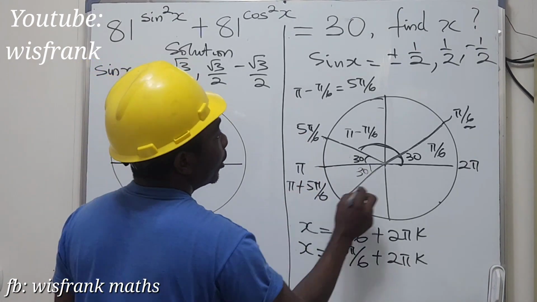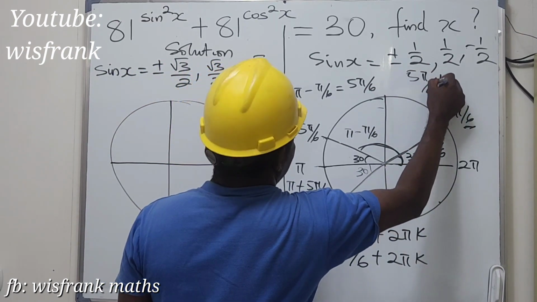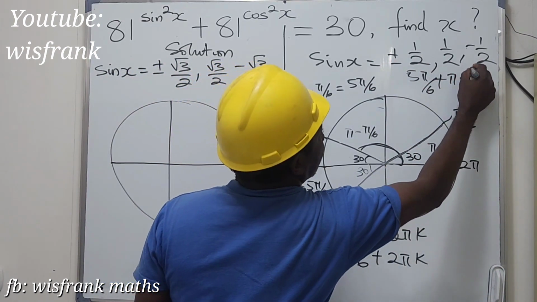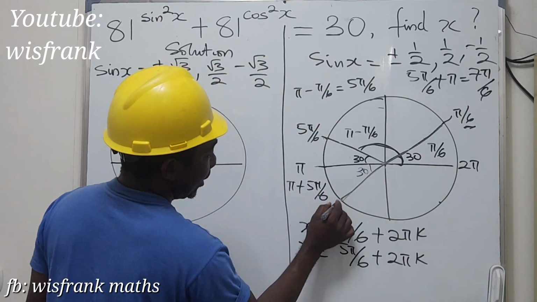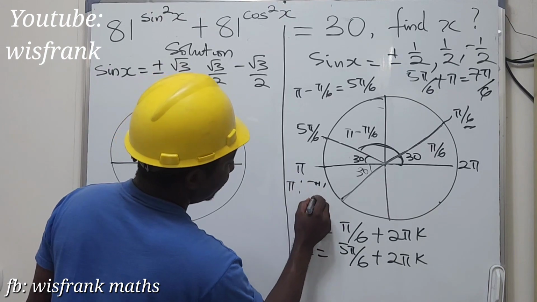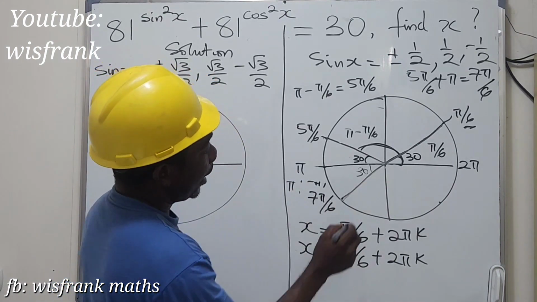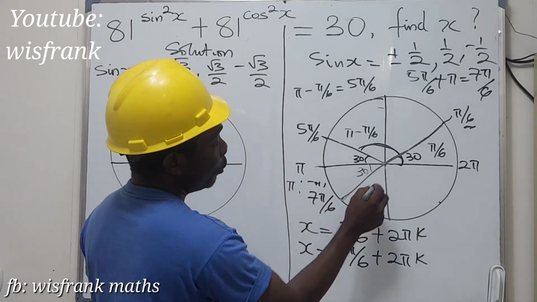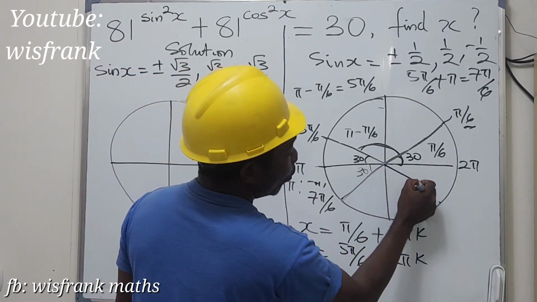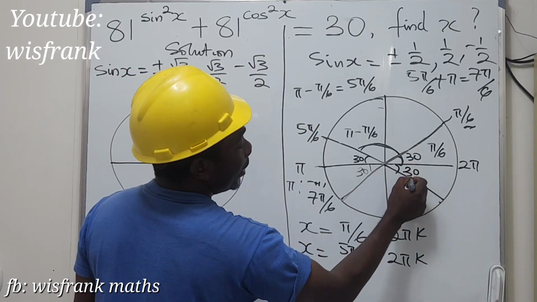So this will give us, we have 5 pi all over 6 plus pi, it will give us 7 pi all over 6. So at this point, we are going to have 7 pi all over 6. Another quadrant where we're going to have minus 1 all over 2 is the third quadrant, which is this. Also, we have 30 degrees.